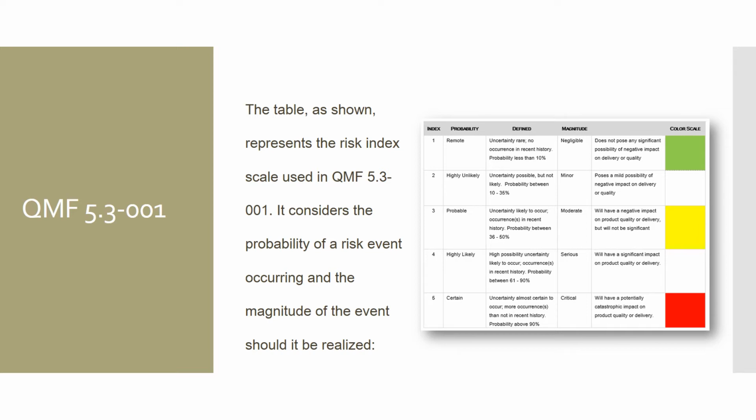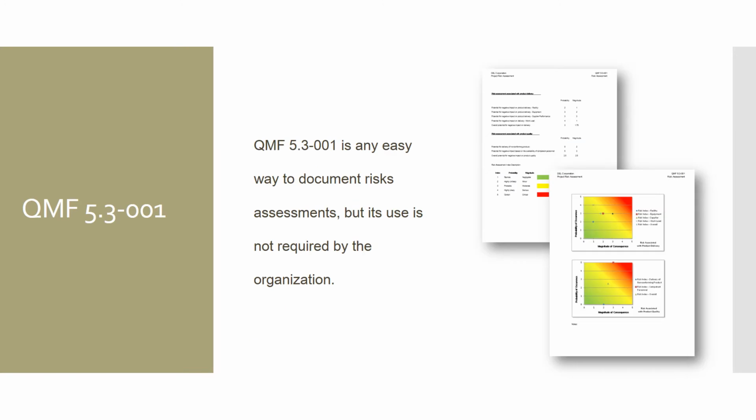The magnitude index goes from index 1, negligible, 2, minor, 3, moderate, 4, serious, and 5, critical, which means it would have a critical effect on product quality and product delivery should the event occur. QMF 5.3-001 is an easy way to document risk assessments, but its use is not required by the organization, meaning it's available if needed.